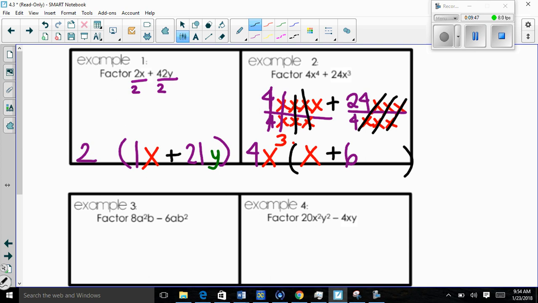Sound good? Okay. So I'm going to go over here and just show you the shortcut way. Whichever way you want to use, you'll get the same exact answer. Right here, I have 8 squared.